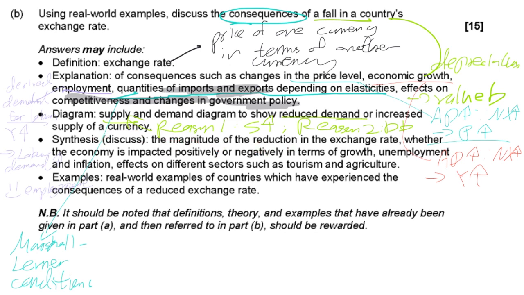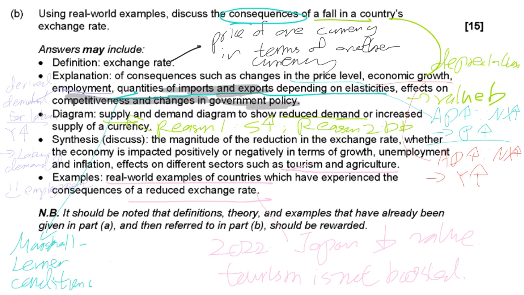Next, we have to go to the discussion. It talks about the magnitude of the reduction in the exchange rate on growth and unemployment. There's one thing highlighted by the answer: how about tourism and agriculture? It really depends on the countries that experience a reducing exchange rate. Let's say, for example, in 2022, Japan faced a serious drop in the value of its currency. However, tourism was not boosted, because of COVID.